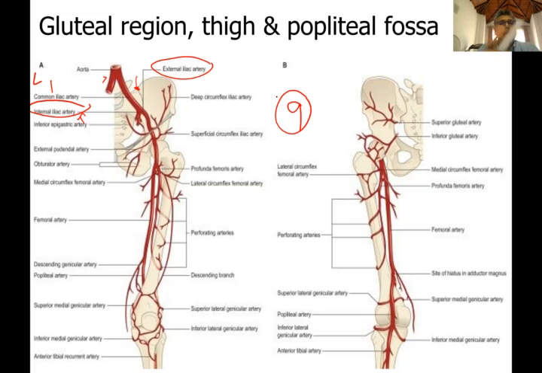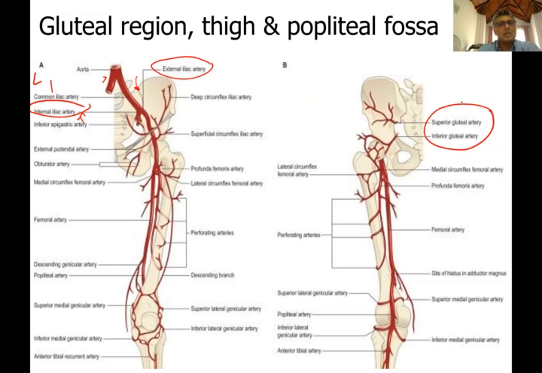You remember it as 9 branches from the internal iliac artery, and some of these branches will go into the gluteal region, as you can see here. So these are branches of the internal iliac artery. Ultimately they come out to the gluteal region. Superior gluteal and inferior gluteal arteries that you have seen during a dissection are branches of the internal iliac artery.